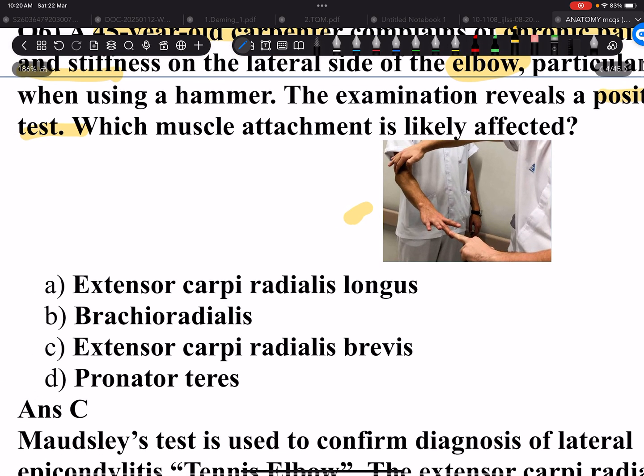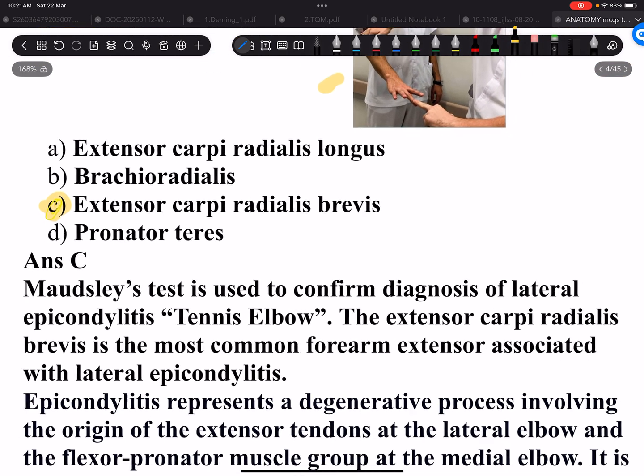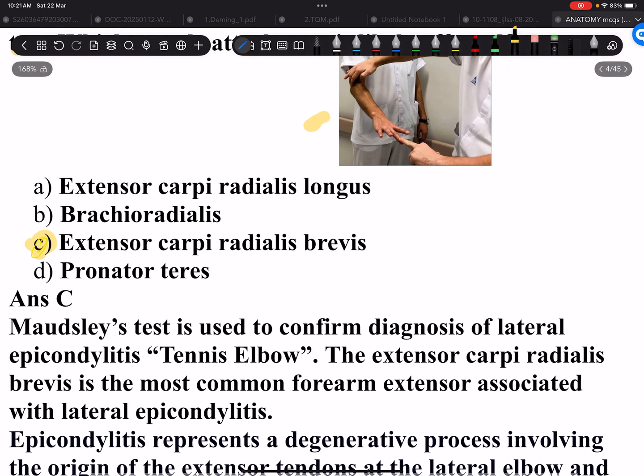Now we have the choices: extensor carpi radialis longus, brachioradialis, extensor carpi radialis brevis, or pronator teres. So the answer is extensor carpi radialis brevis. Now we'll discuss the explanation. The test is the Maudsley test.